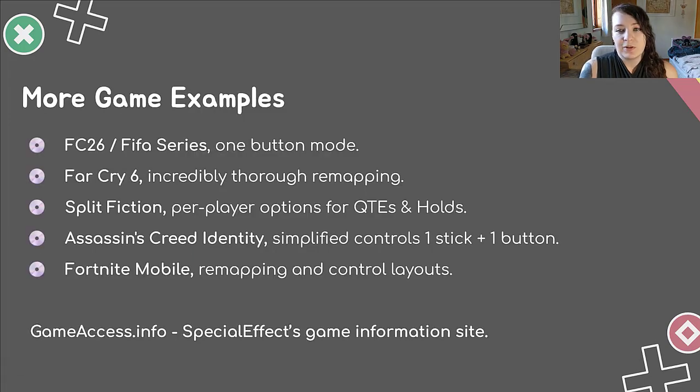There are so many good references out there, and I couldn't fit them all into one 30-minute talk, but for more research, I recommend that you go and look at some of these. FC26 and FIFA has an excellent legacy of one-button modes. Far Cry 6 has incredibly thorough remapping. Split Fiction has per-player options for QuickTime events and holds. Assassin's Creed Identity has a simplified controls preset of one stick and one button, which is on mobile. And also Fortnite Mobile has really good remapping and control layouts for a game that has very, very complex inputs.